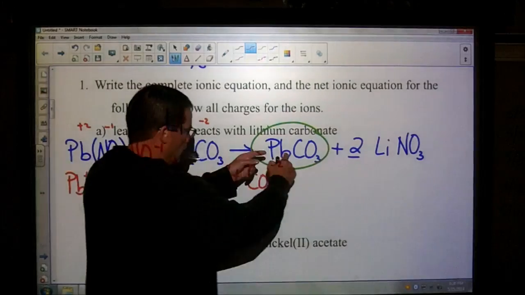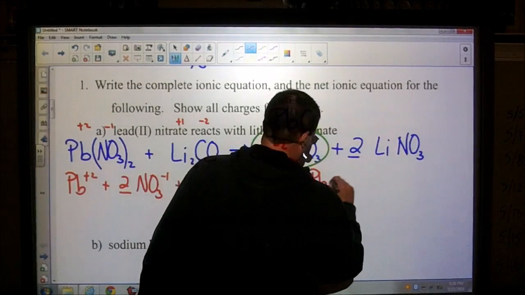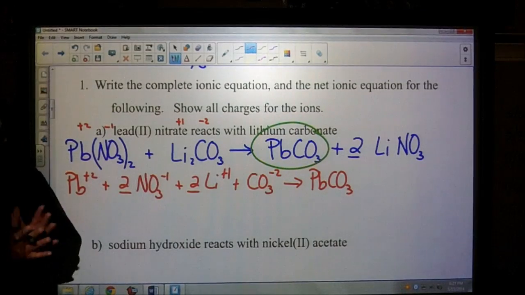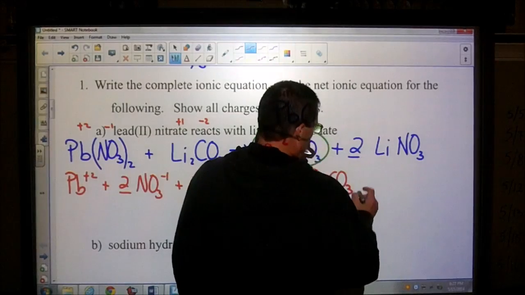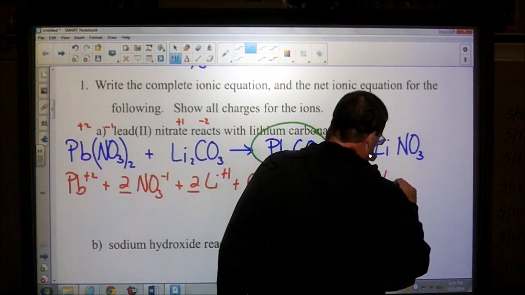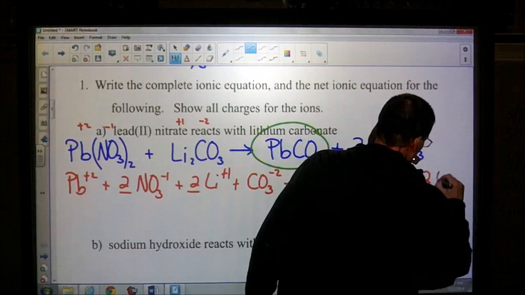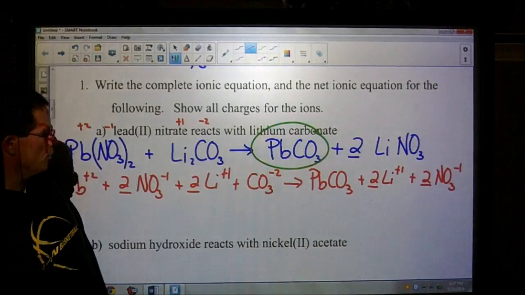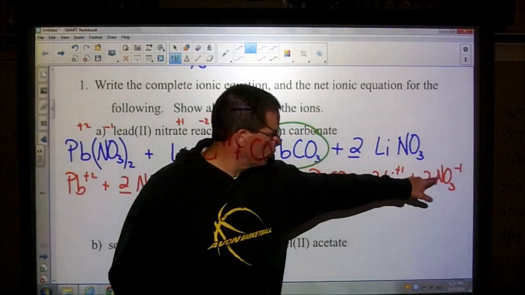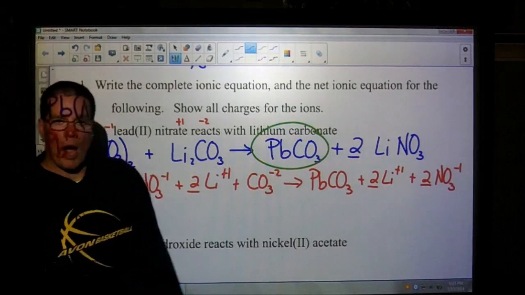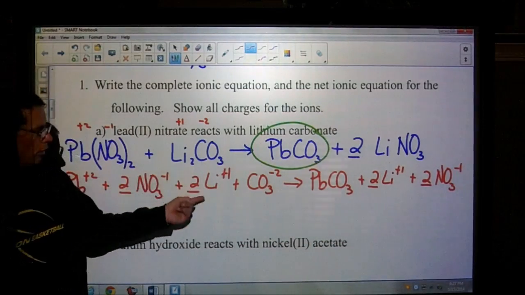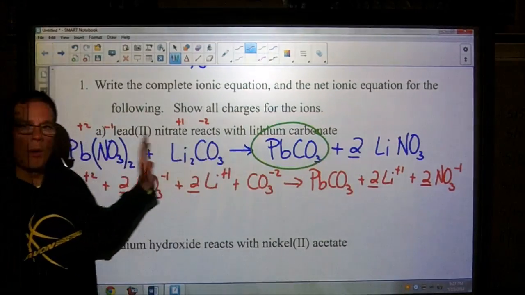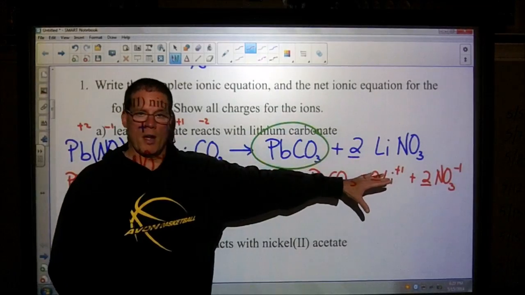On the right side, keep the PbCO3 together. The lead carbonate does not come apart. It is forming a new solid, so we're going to keep it together. However, the lithium nitrate is soluble, so we'll show it as ions. And you need to indicate how many you have of each. So we have 2 lithium ions here, 2 nitrate ions on the right side. How ironic. We also have 2 nitrate, 2 lithium on the left side. By definition, if these ions look the same on both sides, they are known as spectator ions.